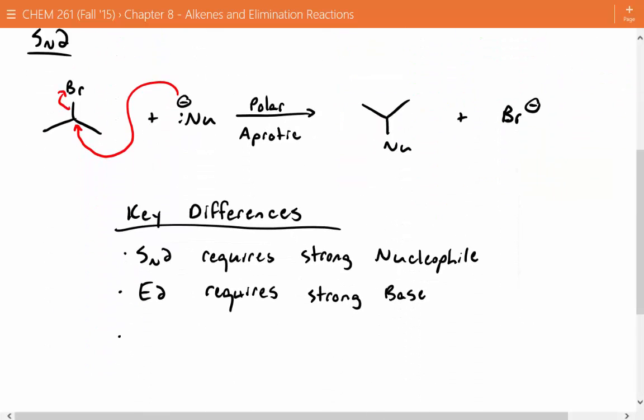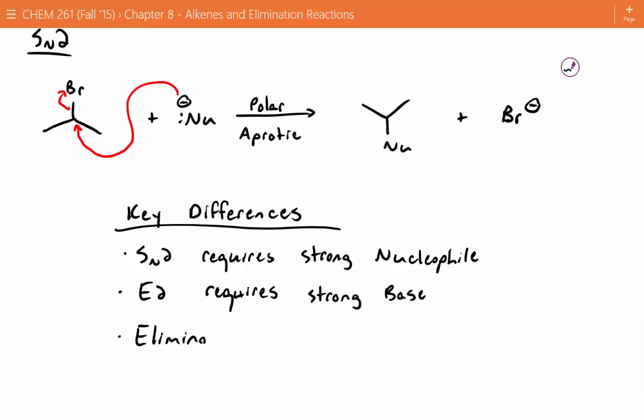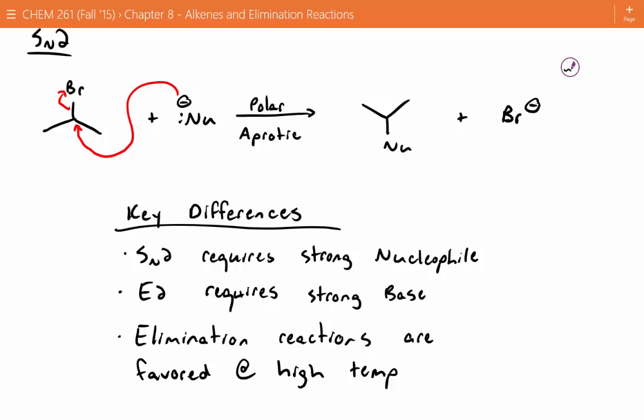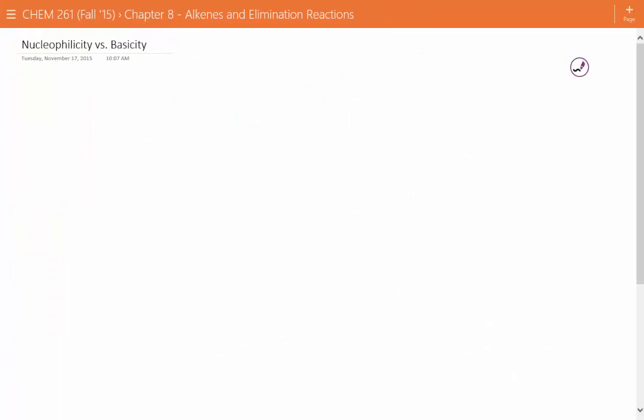So elimination reactions are favored at high temps. Which makes sense, because if you think about the cyclohexanol lab that we did this last week, we were running that hot, right? We wanted to favor the elimination process because we wanted the system to become more disordered. So we were trying to drive it entropically. All right, so now what we've got to do is we've got to go back to this point of comparing our nucleophiles to our bases. So let's create a new topic here, nucleophilicity versus basicity.